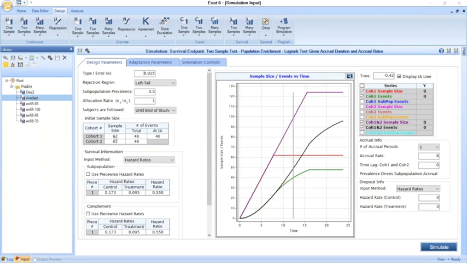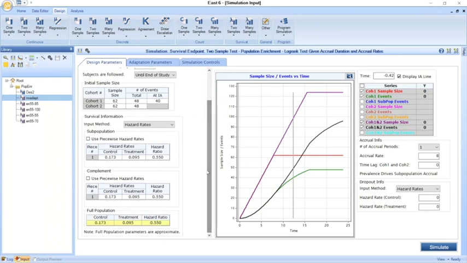So cohort 1 is going to have 62 out of the 124 subjects and 48 out of the 96 events. Same thing with cohort 2. And the interim would be based on 40 events. So we could pre-specify this breakdown of number of events and sample size at the interim.